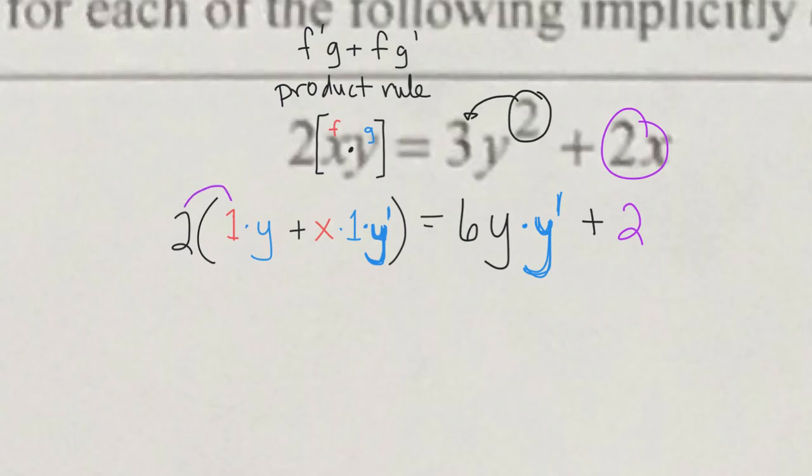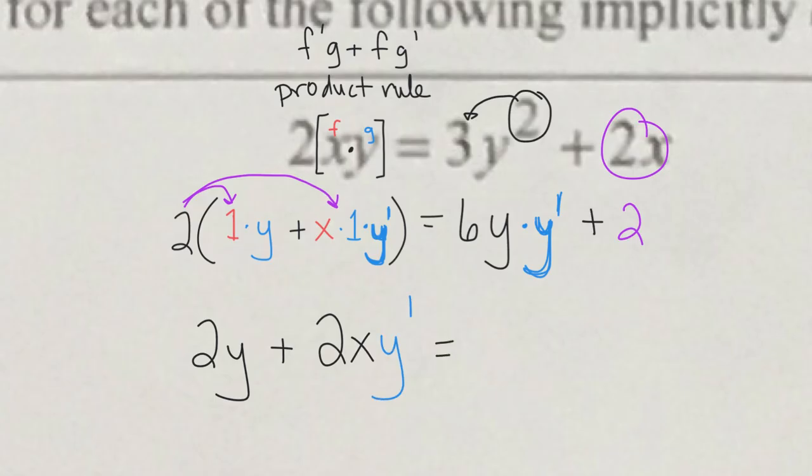Should we multiply everything by 2 over here, or should we divide everything by 2? I think you would multiply, so let's multiply. I think that's what you would do. So this would be a 2y plus 2x y prime equals 6y y prime plus 2.